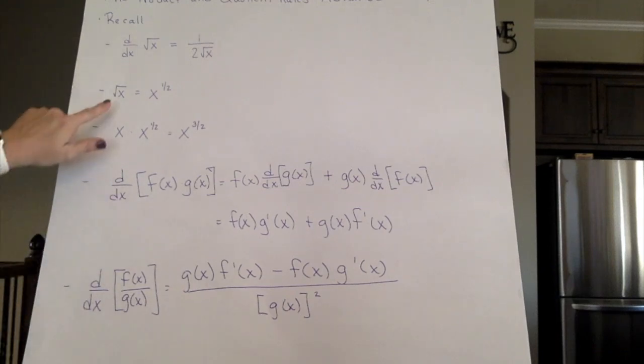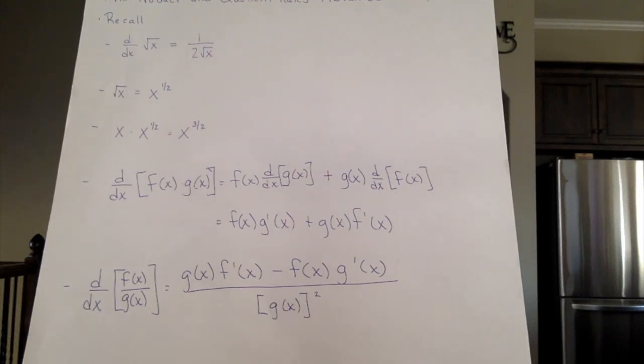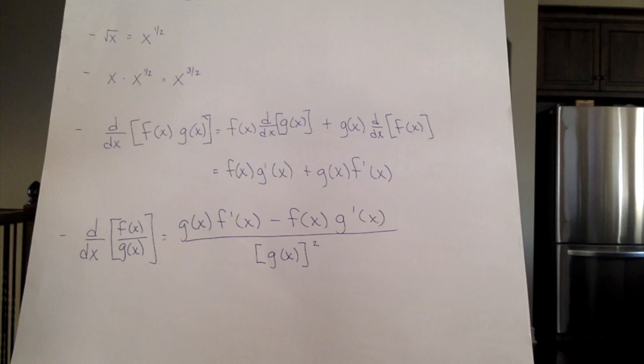Also, just recalling that the square root of x is the same as writing x to the 1/2 power. That's going to come up here in just a little bit. And then also, when you multiply bases, for instance, x to the first times x to the 1/2 power, you would get x to the 3/2 power. In that case, we are adding the exponents, so 1 plus 1/2 is 1.5, or we would call that x to the 3/2 power.